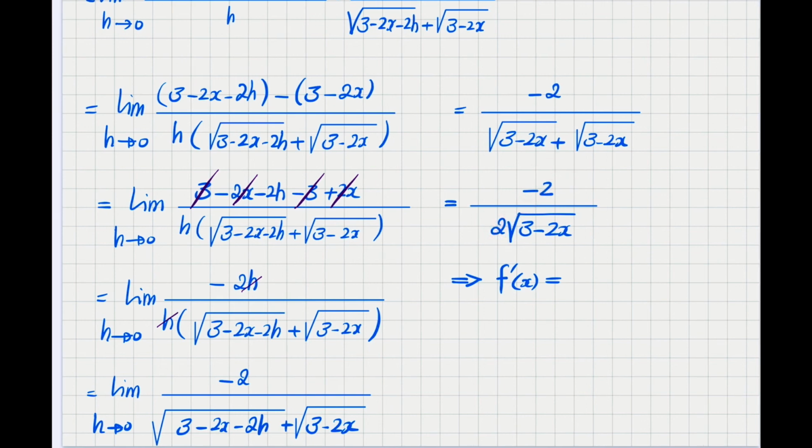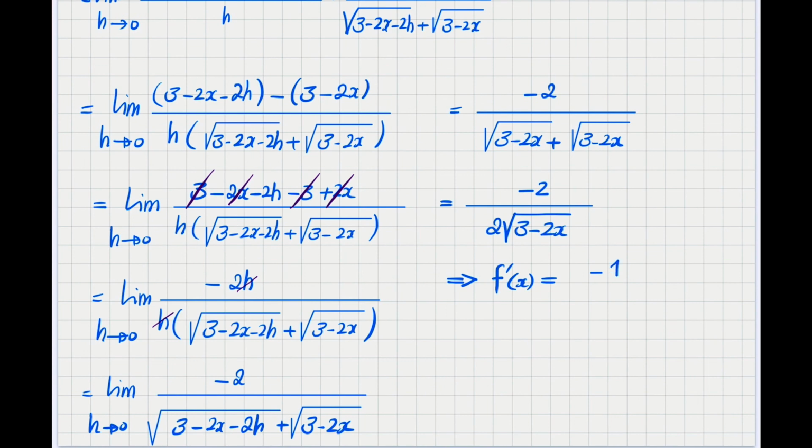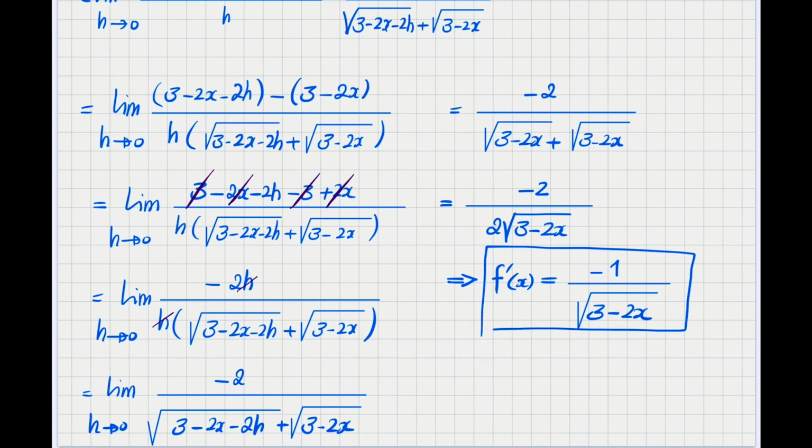So that's exactly what was given at the beginning of the problem as the answer to the derivative of this function, minus 1 over the square root of 3 minus 2x. Okay, so that is the derivative of this function.